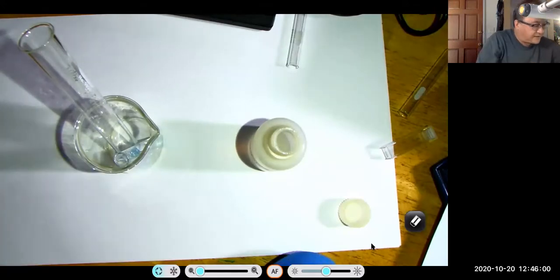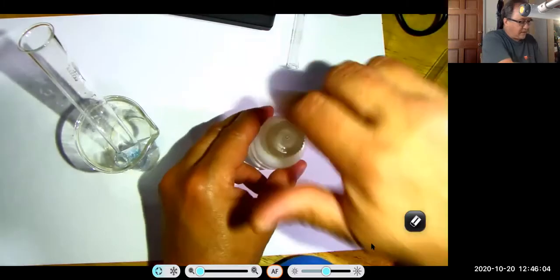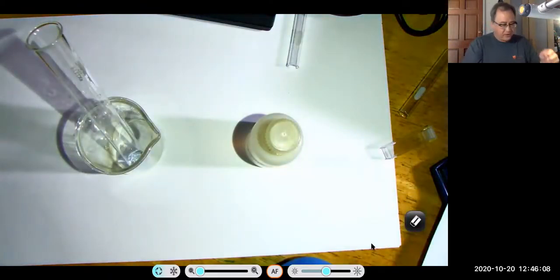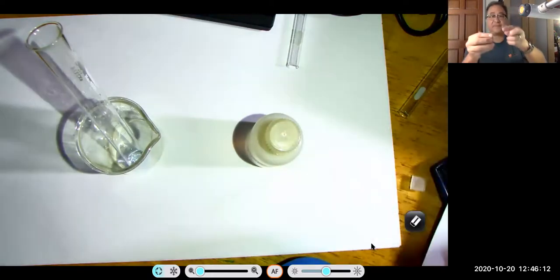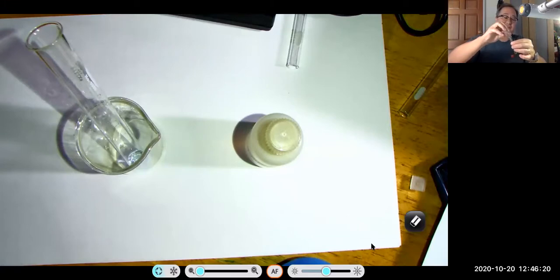Okay, so I need my second dilution. And here, it's kind of hard to mix these when you have such a small test tube. So I'm going to go ahead and put it into the cuvette and pour it all in there. And then pour it back. And then pour it all in there.